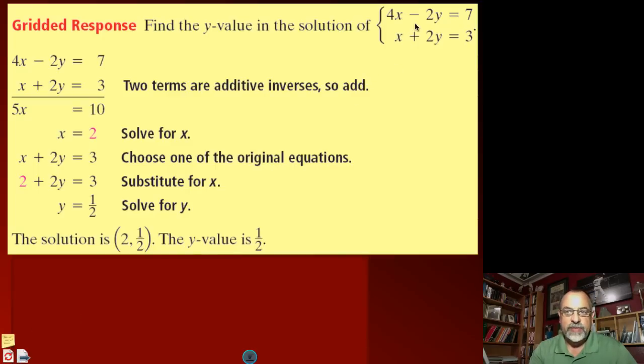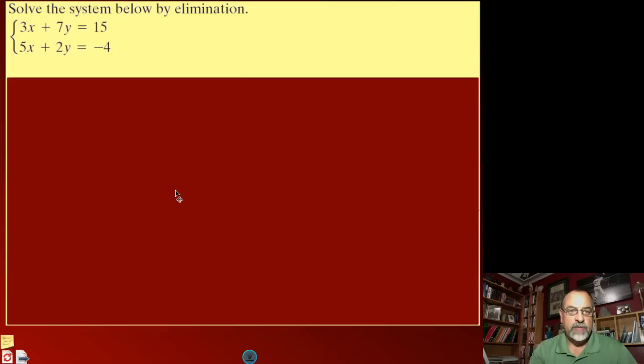Now that one's kind of easy because these are already opposites. But what if they're not opposites? We talked about multiplying the equations by a number that creates opposites. So you'll notice that none of these terms are opposites, so I'm going to create opposites. I'm going to multiply this top equation by a number and this bottom equation by a different number, making sure that as I do that, either the x's will end up being opposites or the y's will end up being opposites. And again, it doesn't matter, it's whichever one you're comfortable with.